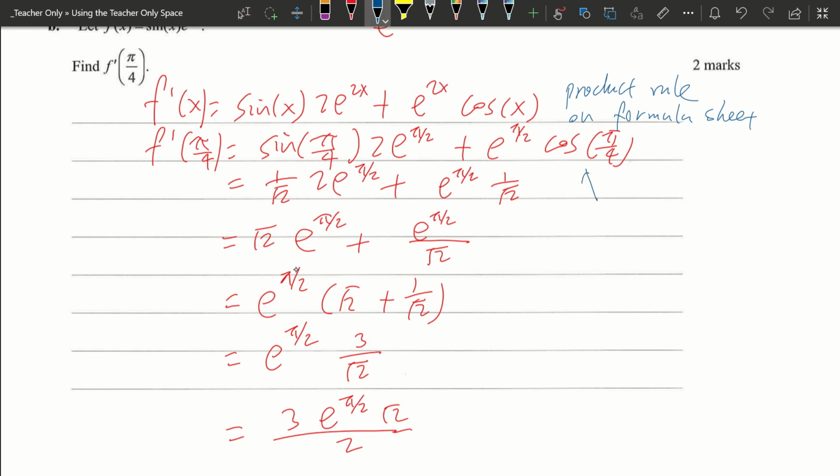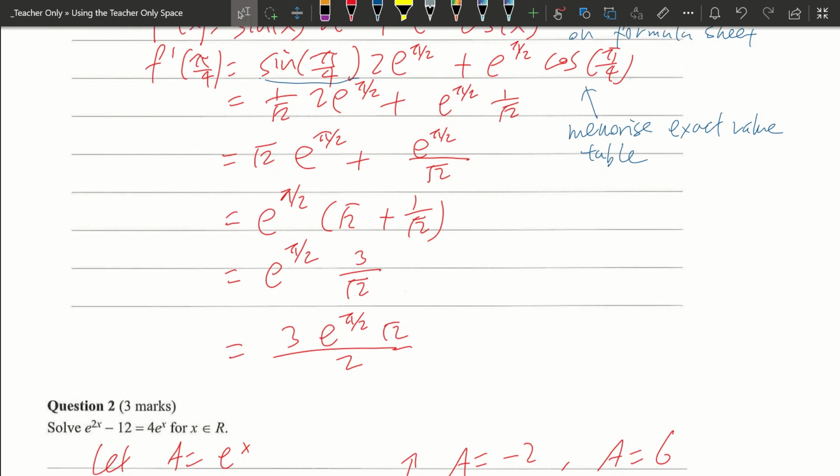And here, this is exam 1, so you don't get your notes. So you need to memorize your exact value table, of course, and this one here as well. And you do arithmetic and you simplify. There's a fraction going on, so that's kind of annoying. Actually, even this, I should have written 3 square root of 2 e to the power of pi over 2 over 2. Notice I did rationalize the denominator here.